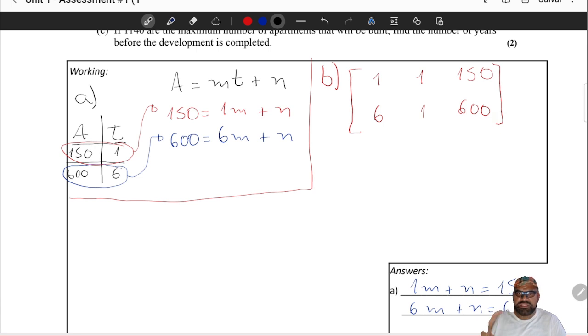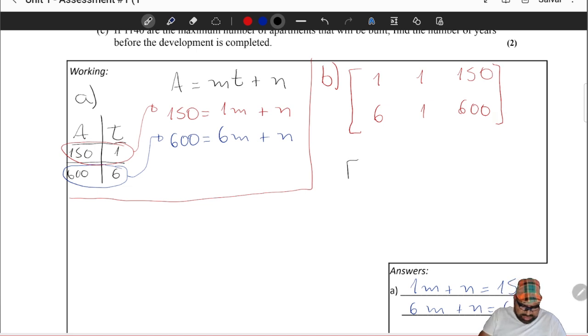Use the calculator: second function, matrix, slide to the right to math. Go to option B, RREF, the function we're talking about. Enter, then alpha, zoom, and change the size of your matrix. Our case here is 2 by 3. Move the arrows to put in the position and plug in everything there: 1, 1, 150, 6, 1, 600. After you finish 600, hit enter.